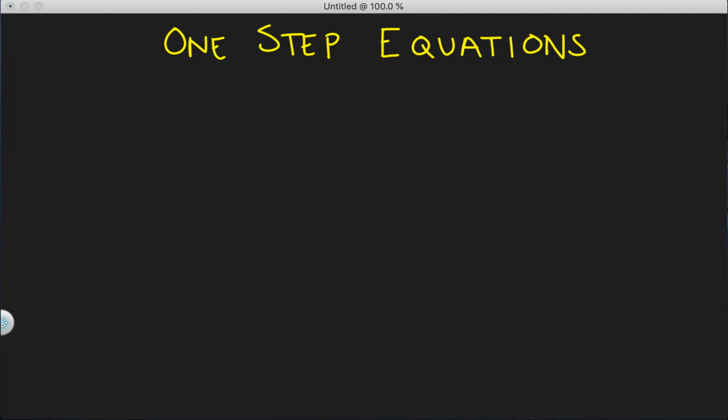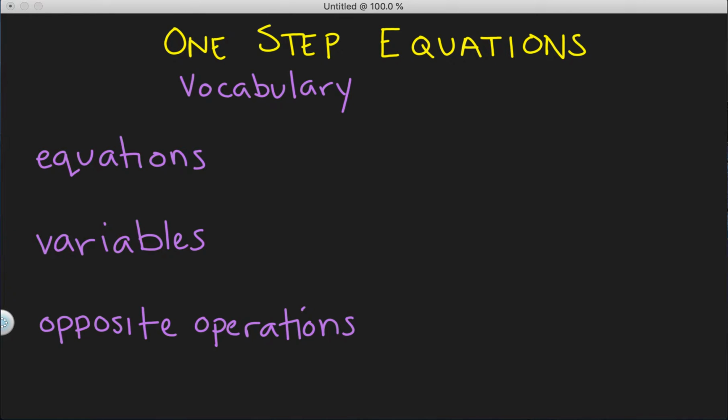Okay, so today we're going to talk about one-step equations. We're going to start first with some vocabulary. In order to do one-step equations, we have to know what equations are, what variables are, and what opposite operations are. So first, let's talk about equations.